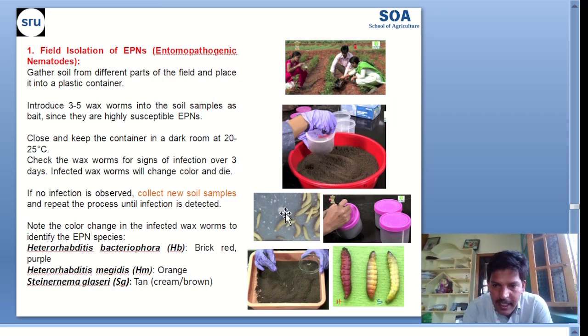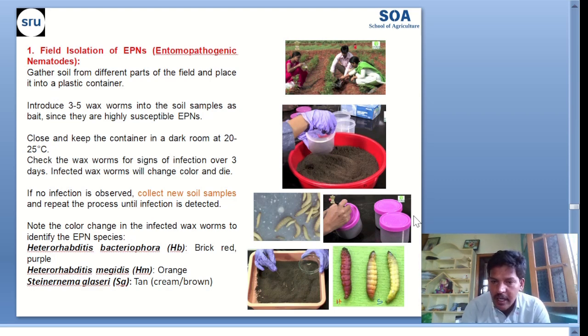Into this plastic container, introduce 3 to 5 wax worms as bait, since they are highly susceptible to entomopathogenic nematodes. Then close and keep the container in a dark room at 20 to 25 degrees Celsius and check the worms for signs of EPN infection over 3 days.